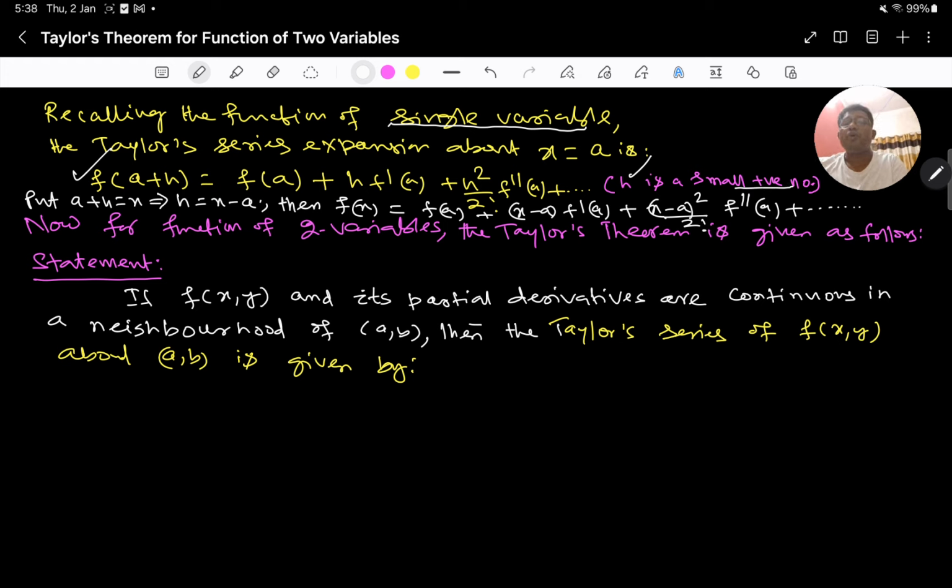Right, now if you put a plus h equal to x, then h is x minus a, and if you substitute it, then f of x is f of a plus x minus a f dash a plus x minus a whole square by factorial 2 f double dash a plus so on. Now if you want to extend it for the function of two variables f of x y, then what is the Taylor's theorem or the Taylor series expansion, and we will discuss it.